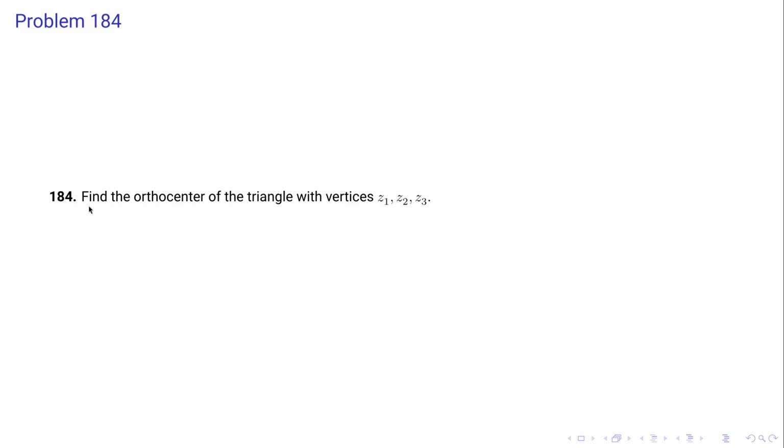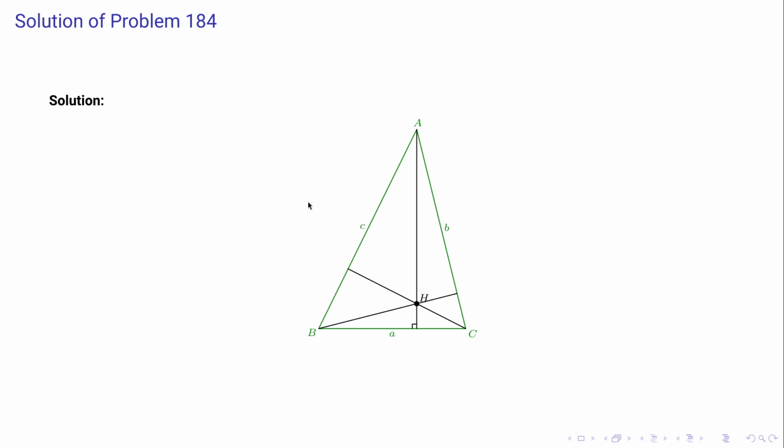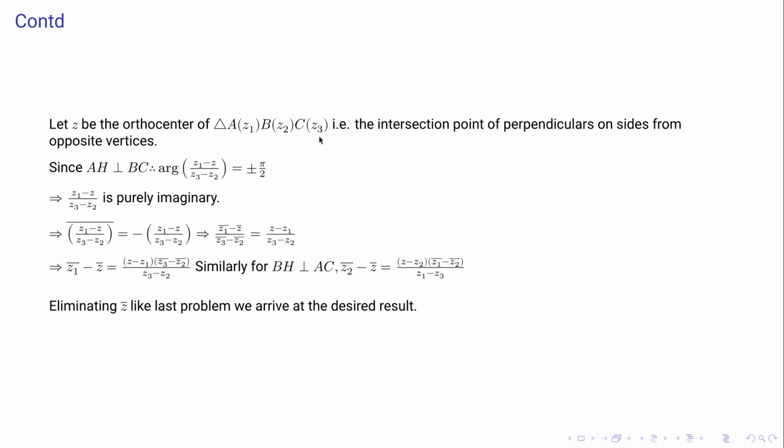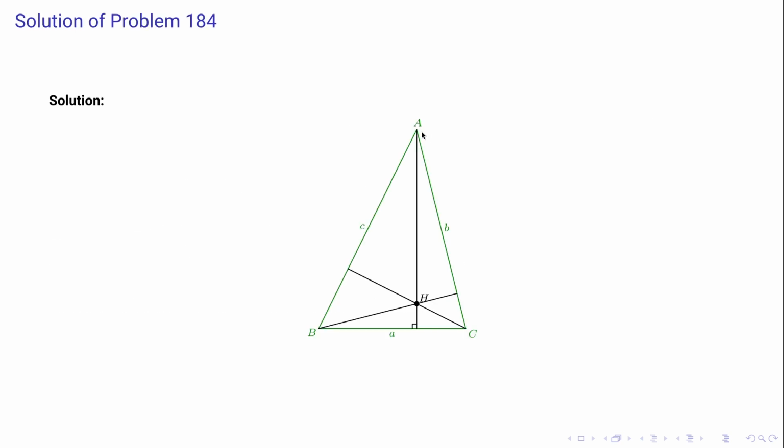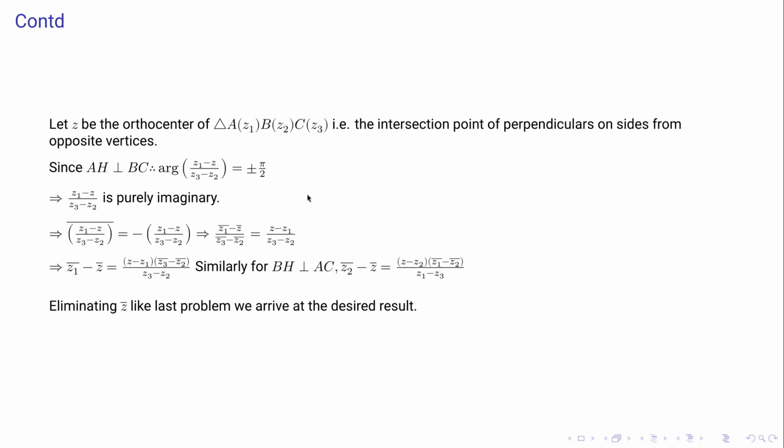Problem 184 says: find the orthocenter of the triangle with vertices z1, z2, z3. We have proved this in terms of angles, but now we will prove it in terms of z1, z2, z3. Now if you see this, H is perpendicular to BC. So we can say that if Z is the orthocenter of ABC, then the argument of (Z1 minus Z) divided by (Z3 minus Z2) would be plus or minus pi by 2.